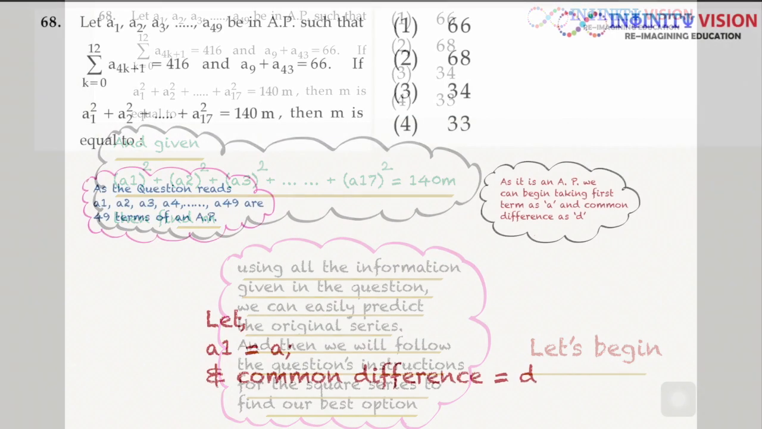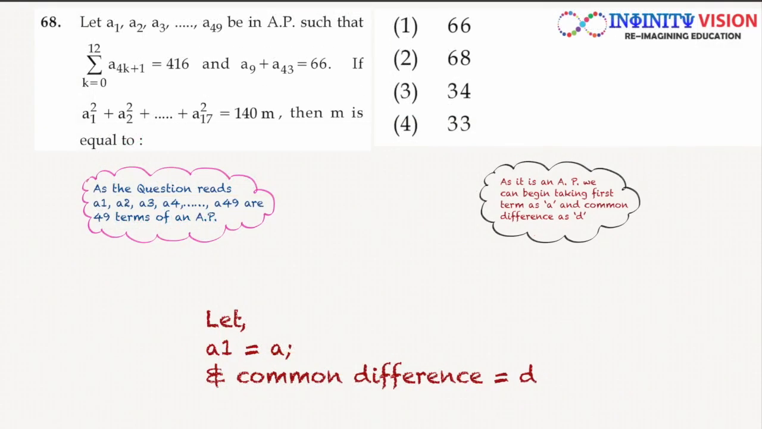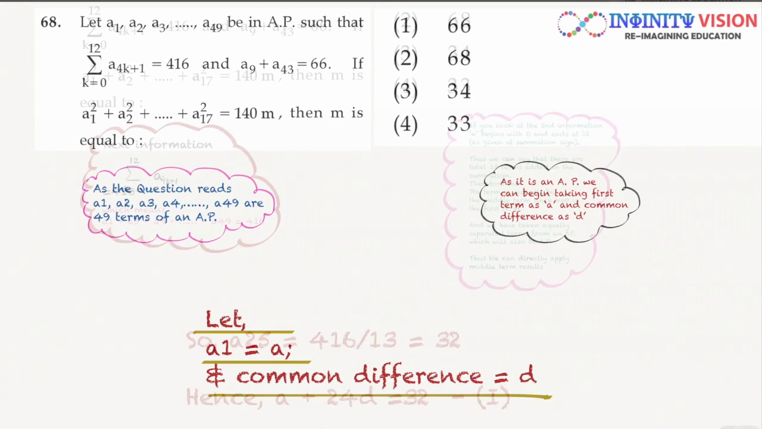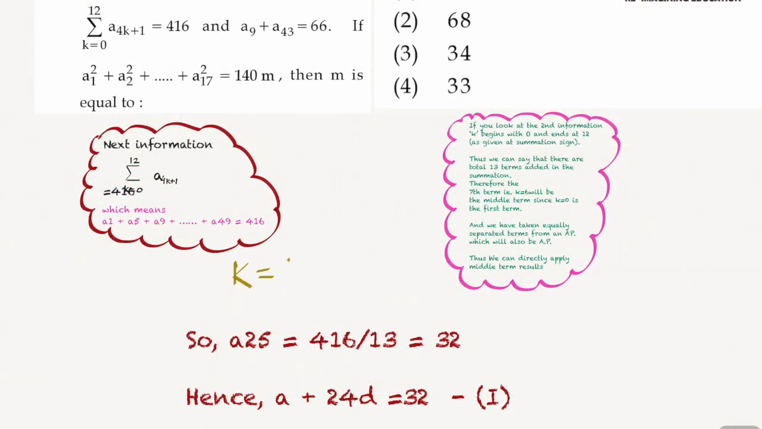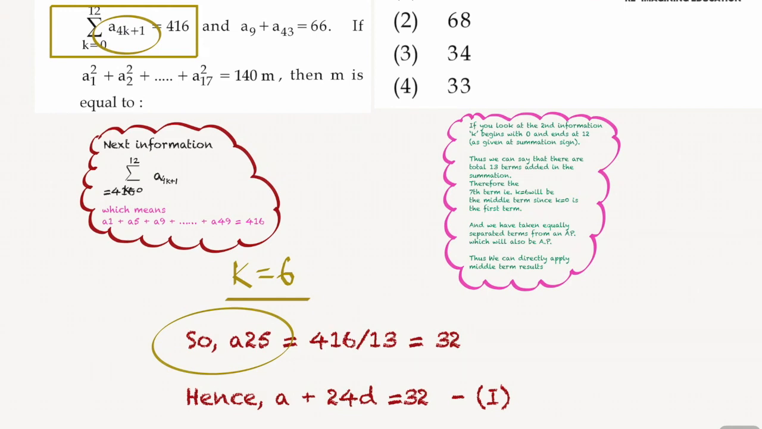So let's begin. Moving to the second part of our analysis, that is the detailed solution. We begin with let A1 equal A and the common difference equal D. As we know, K equal to 6, which is the seventh term, is the middle term of this series. If I put K equal to 6 in this part, I get A25. So A25 would be our middle term. Applying the middle term concept, we can say 416 by 13, which makes it 32. So A25 equals 32 and A25 is nothing but A plus 24D. So our first equation is A plus 24D is equal to 32.